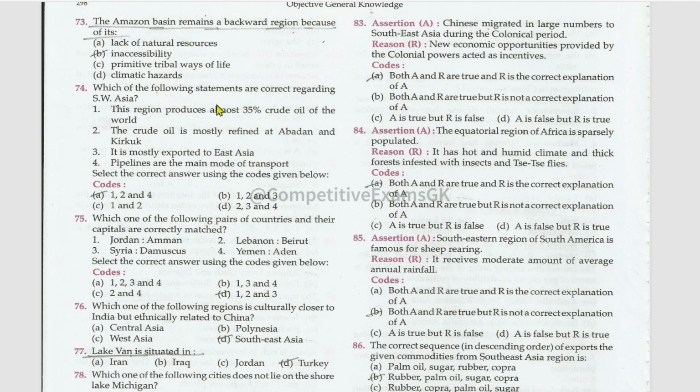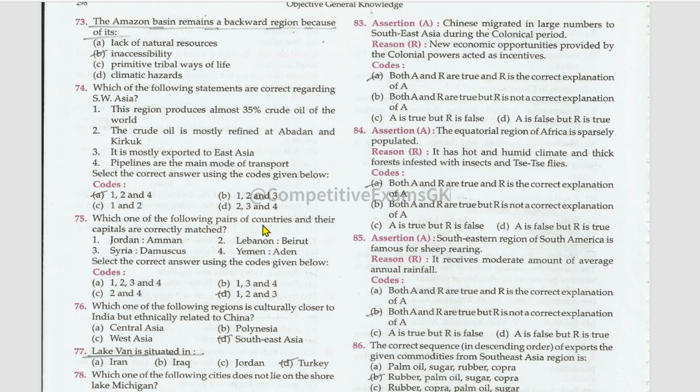Which of the following statements are correct regarding Southwest Asia? This region produces almost 35% of the crude oil of the world, right? The crude oil is mostly refined at Abadan and Kirkuk, right? It is mostly exported to East Asia. No, false. Pipelines are the main mode of transport. True. 1, 2, and 4 are the correct options.